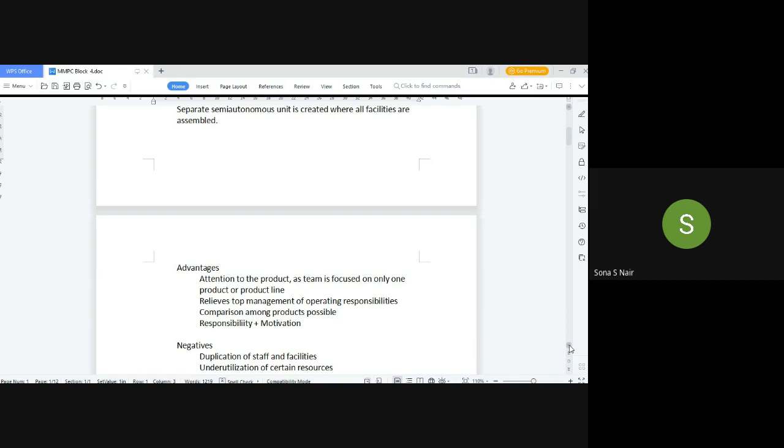They would only be concerned about the performance of that product line, right? And the top management would sit free, because they have appointed people specifically for those specific products. So responsibility, motivation, all these factors are there. And people who are in the product team, whether they are from various functions, they would be working for the success of those particular products.